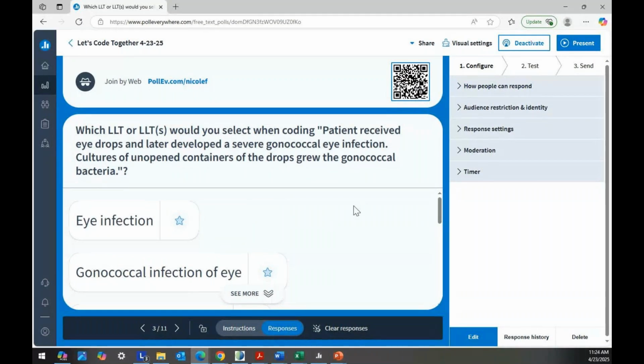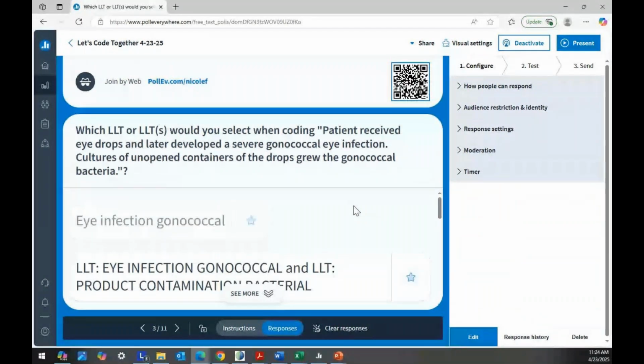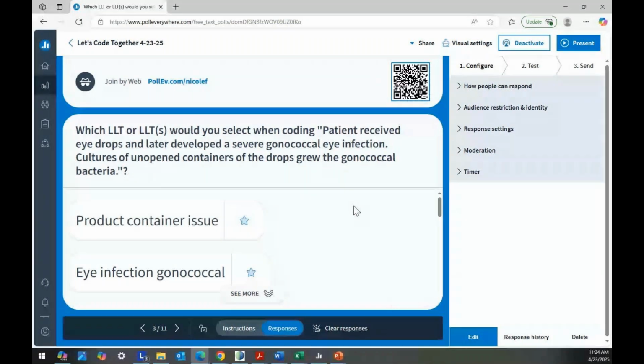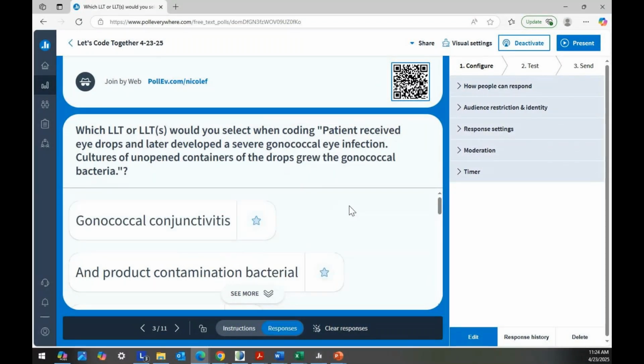So eye infection, gonococcal, I'll just give you an answer that's true. There is such an LLT, eye infection, gonococcal. Very smart of you all to keep the organism in there since there is a term. Okay, so some people are actually going on the right path. They're kind of looking at something about the product itself.